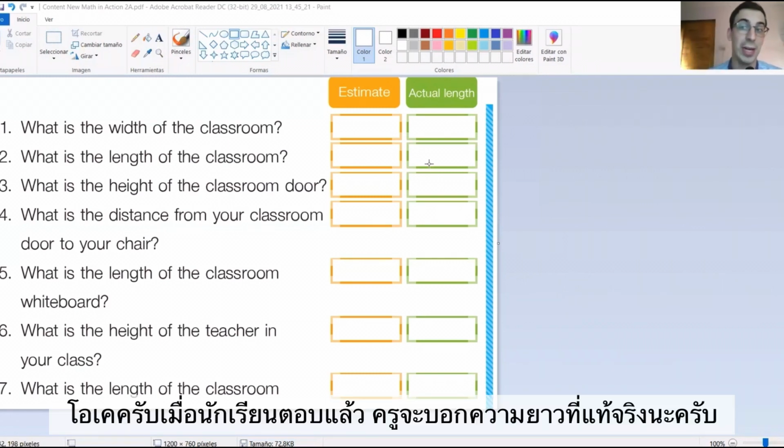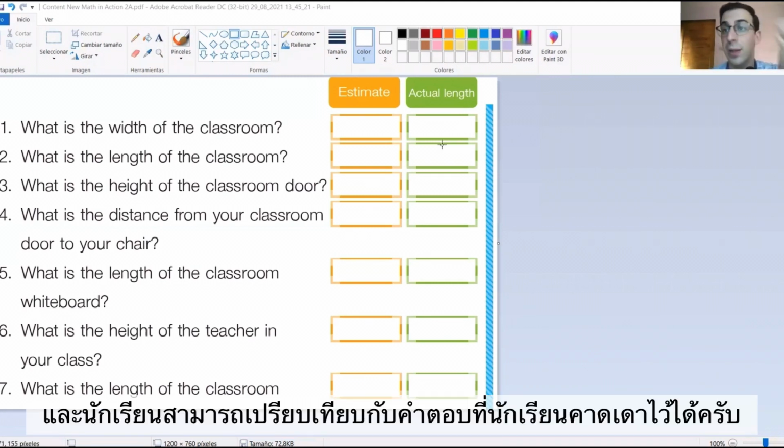Okay, now you are back. You have filled already the orange column. So now I'll let you know what is the actual length or height of these objects, and you can compare if you are right or wrong and how much you missed, okay?